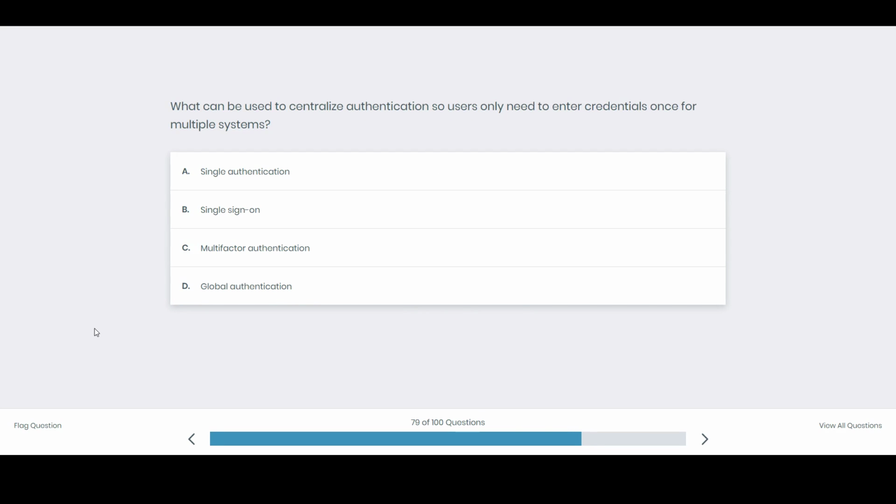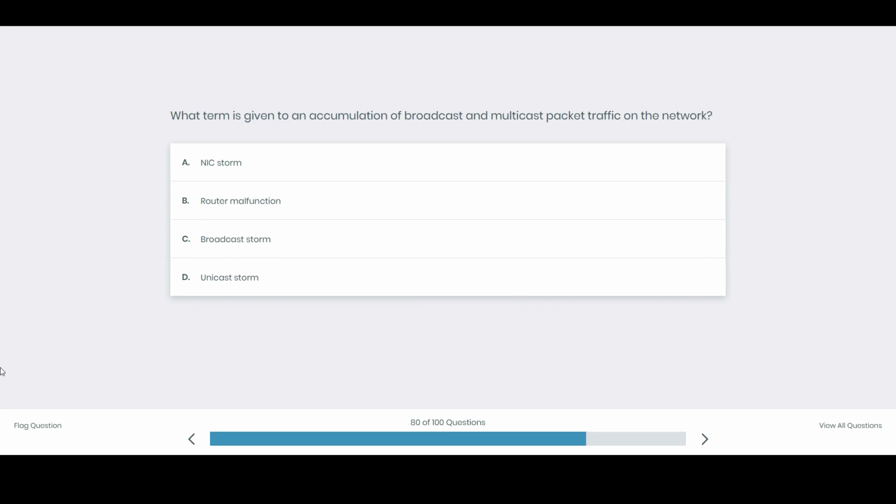What can be used to centralize authentication so a user only needs to enter credentials once? Oh, this is single sign-on. What term is given to the accumulation of broadcast and multicast packet traffic on the network?